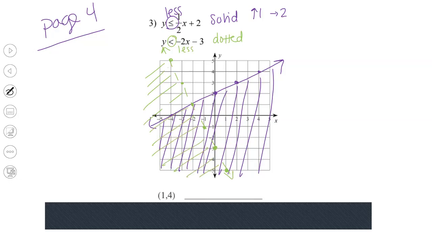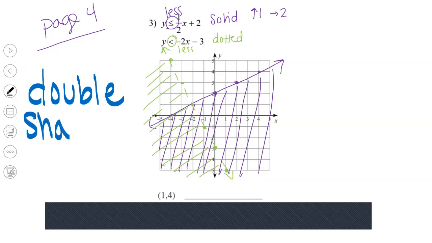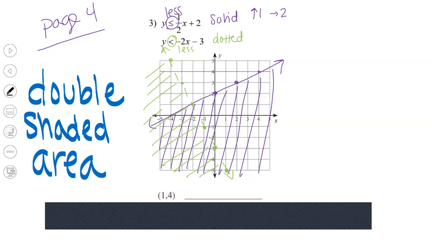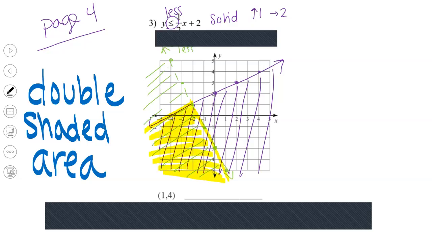Okay? Now, there is something you have to know, and that is called the double shaded area. This is very important, and I write it down. The double shaded area is where all of my good answers are. What do I mean by double shaded area? I mean the area where I have green and purple. So in this graph, my double shaded area is all of this, where I have green and I have purple.